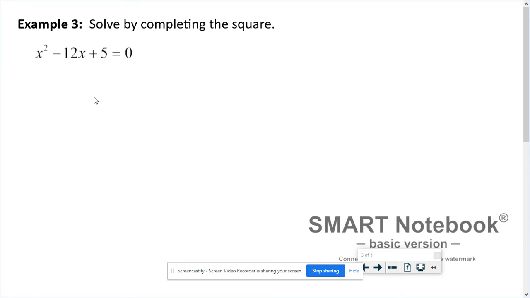So here's just a regular old equation. We're going to solve it by completing the square. What I would do is just take whatever the constant is and move it to the other side.